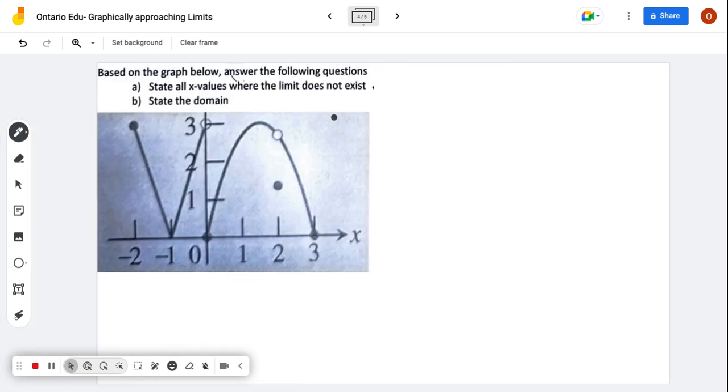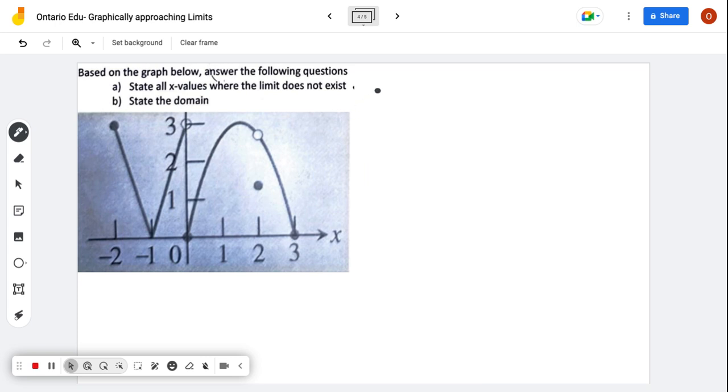Now let's try this example. Based on the graph below, answer the following questions. A. State all x values where the limit does not exist. And B. State the domain. Let's start with part A.